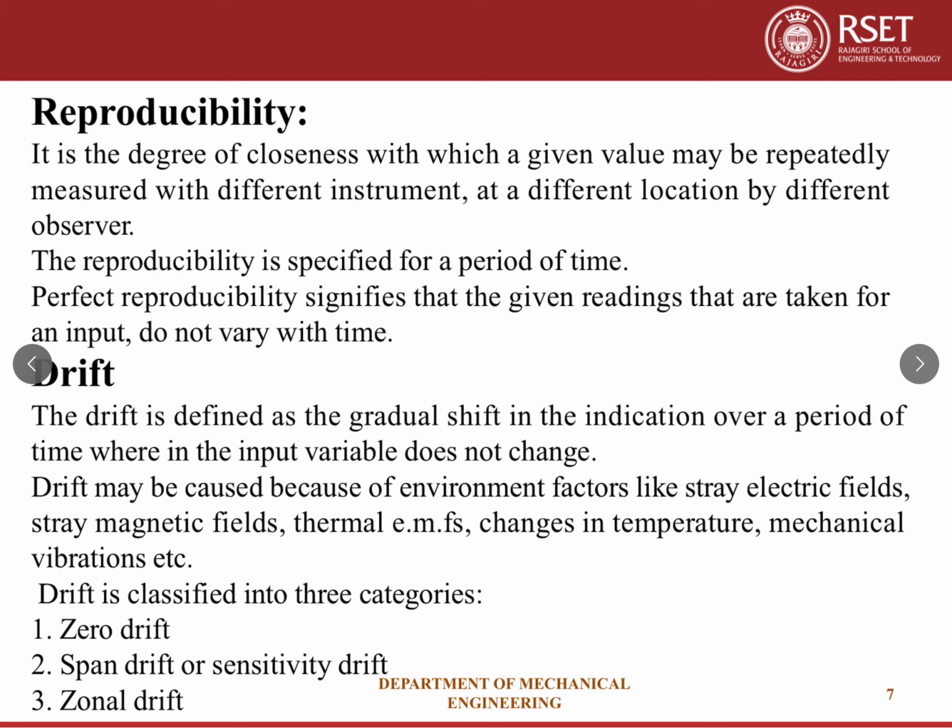It can be defined as the degree of closeness with which a given value may be repeatedly measured with a different instrument, at a different location, by a different observer. Please note, using a different instrument at a different location by a different observer, we measure the same physical quantity. If they are close to each other, then we can say it's reproducible. Reproducibility is high.